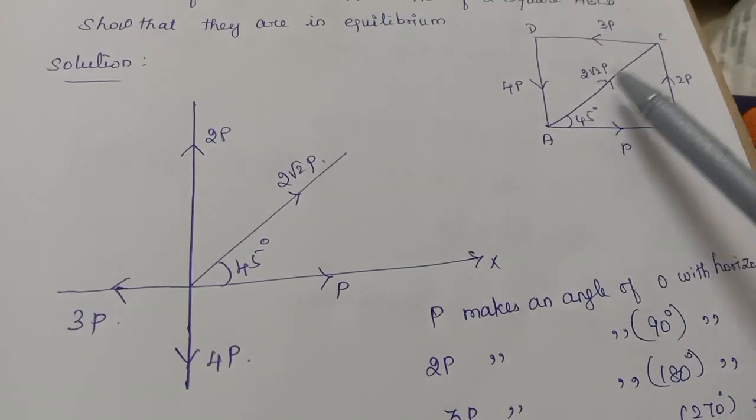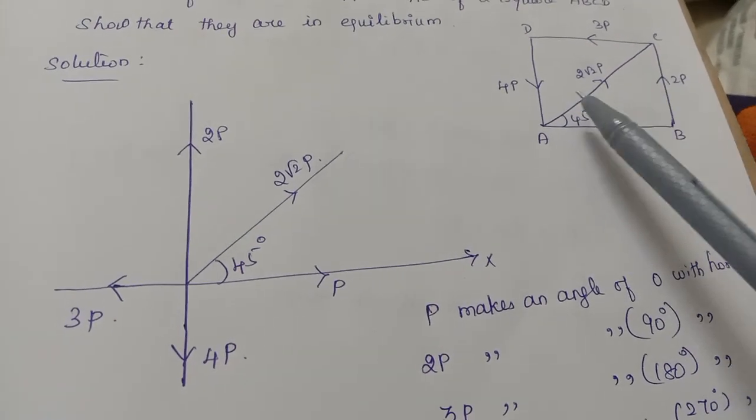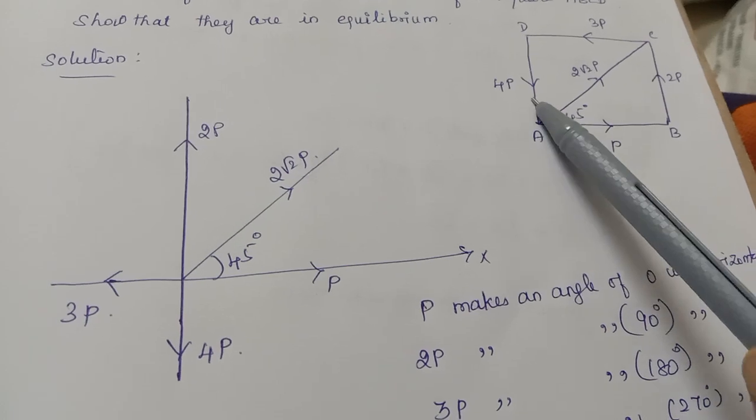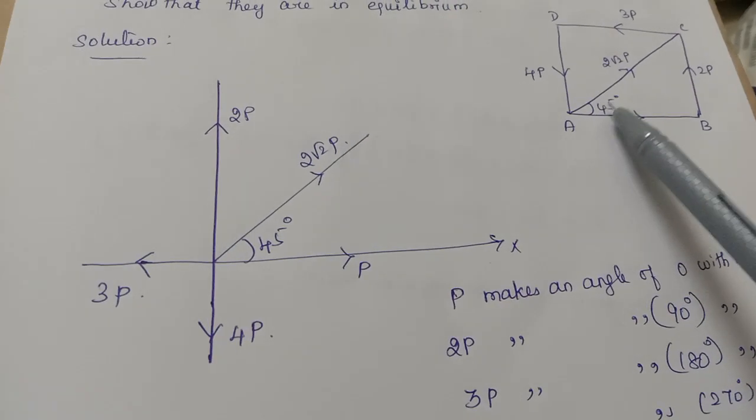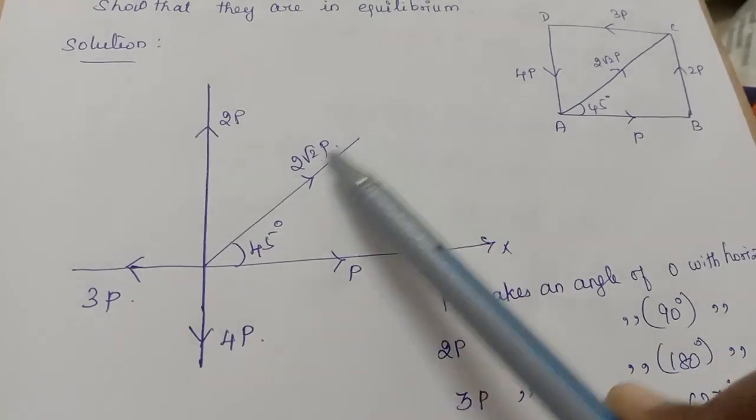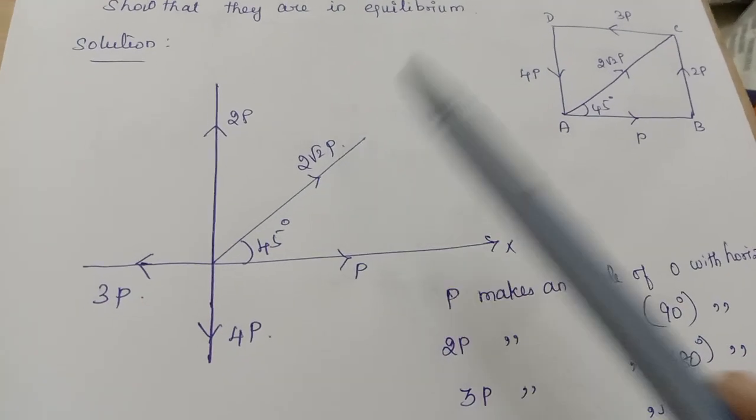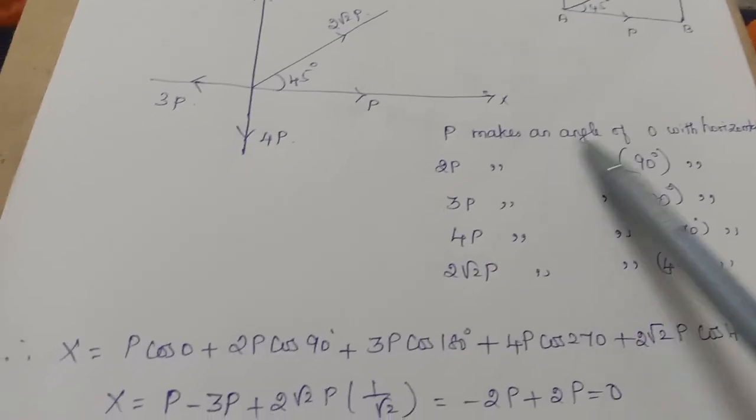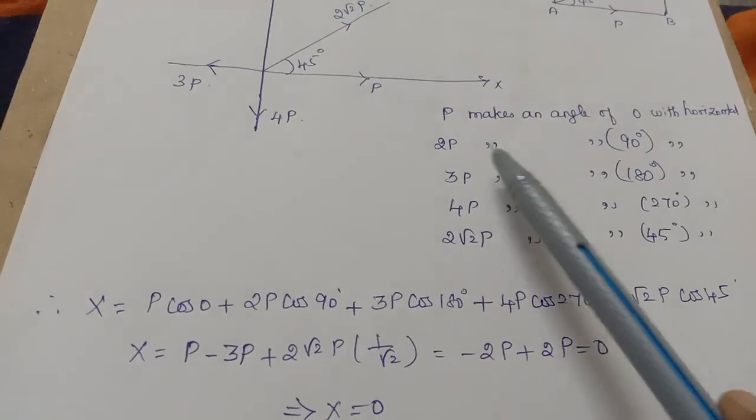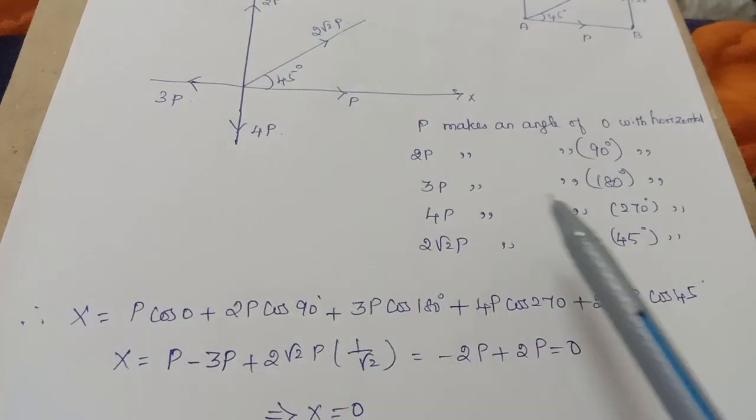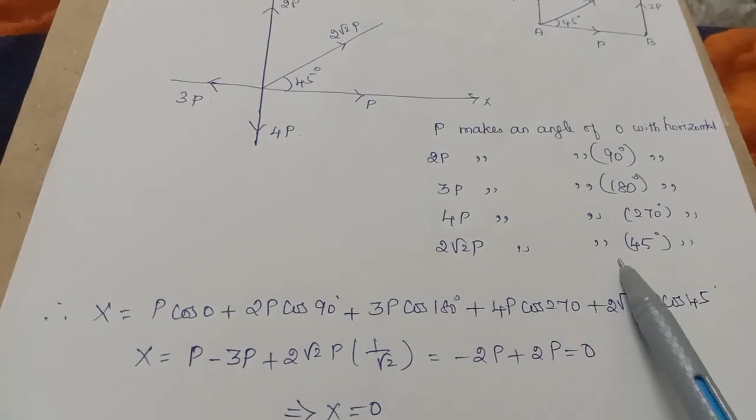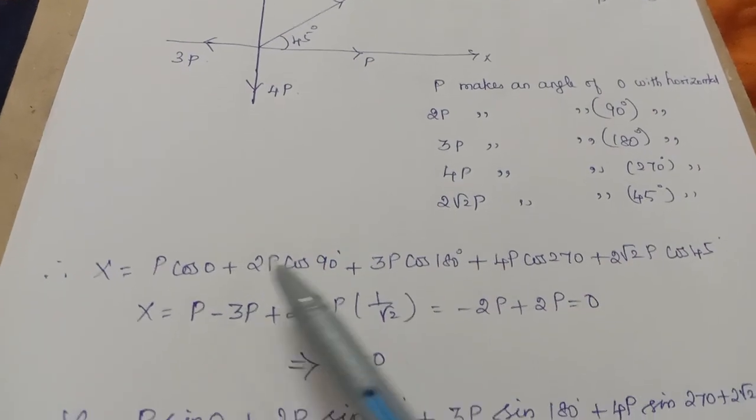And see this one, 2 root 2P. Diagonal means what? In a square, the angle between the sides is 90 and the angle between the diagonal and the side is what? 45 degree, no? So at 45 degree, you have to mark 2 root 2P. Can you understand? Right. So I have written the angles here. P is making angle 0, 2P angle 90, 3P is making angle 180, 4P is making angle 270 and 2 root 2P is making angle 45.